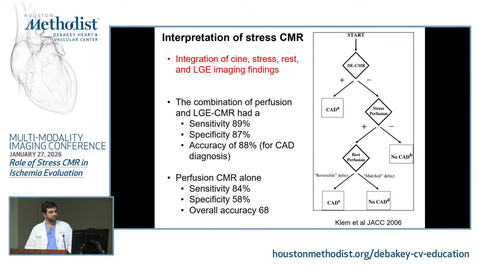If you see a stress defect but no rest defect, then you know that this is ischemia. And we'll get into this in the examples, but this is kind of a key difference. But doing it this way, as opposed to starting first with stress, then looking at scar, in this study was actually shown to be superior. So if you combine LGE first, followed by perfusion, you get very high sensitivity and accuracy and specificity compared to if you just do perfusion alone without incorporating the scar information, it's less accurate.